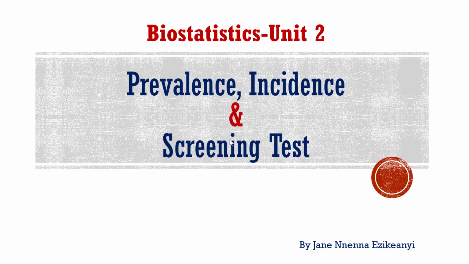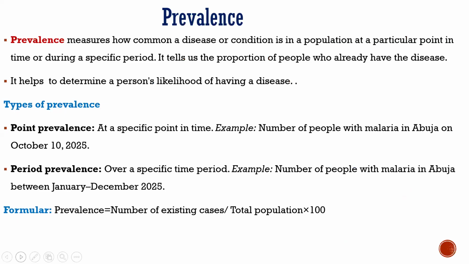So let's quickly dive into our discussion today because I don't want it to take much of our time as we proceed. Okay, so the first thing we are going to be noting is, what is prevalence? Prevalence measures how common a disease or condition is in a population at a particular point in time or during a specific period. Okay, so it tells the proportion of people who already have the disease, and it also helps to determine a person's likelihood of having a disease.